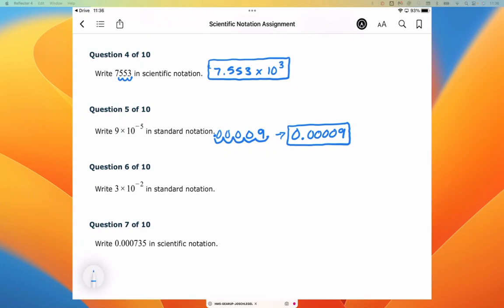Next, we have a 3 times 10 to the power of negative 2, so a number less than 1 because the exponent is negative, so we need to move the decimal to the left 2 spots. Fill empty spots with 0. And I like to put a 0 in front, so we end up with 0.03 as our final answer for this one.